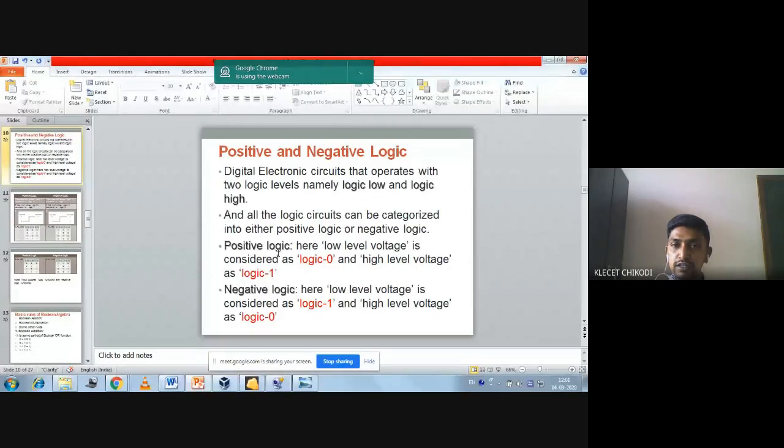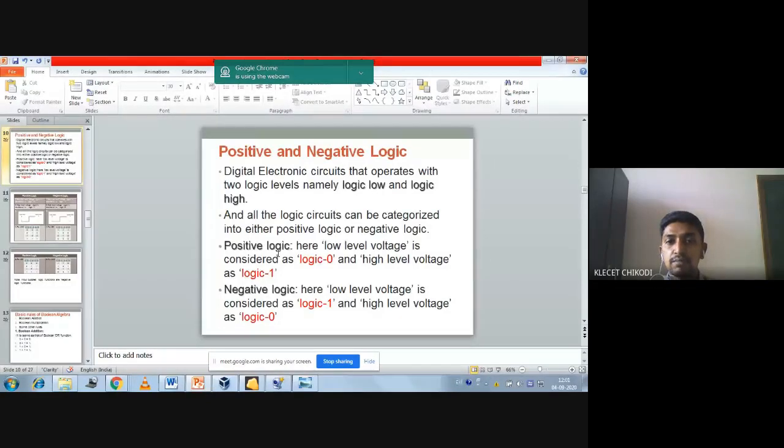Low level voltage is considered as logic 0 and high level as logic 1. Similarly, negative logic is just the reverse of positive logic. That is, low level we consider as logic 1 and high level we consider as logic 0.